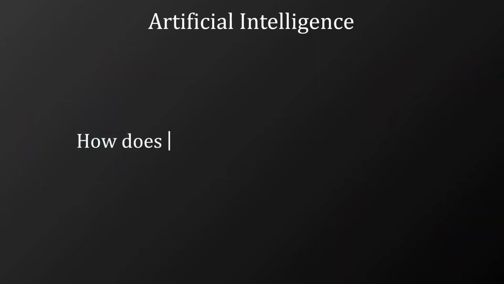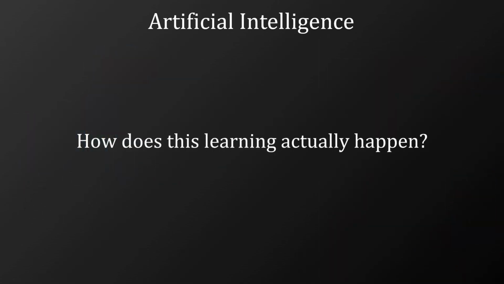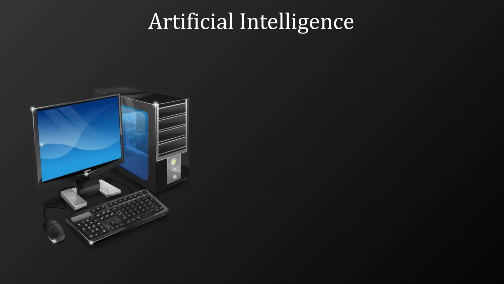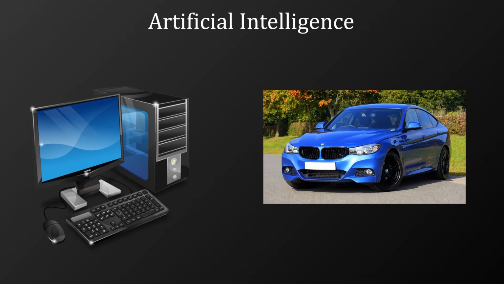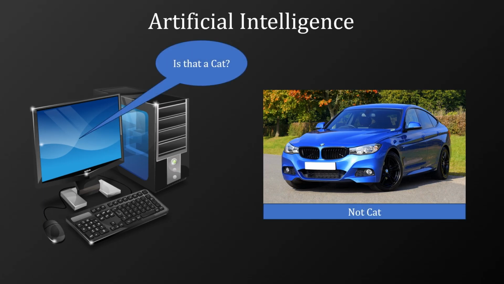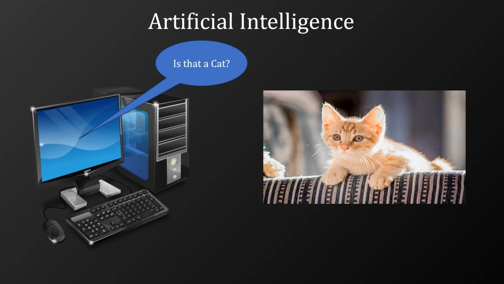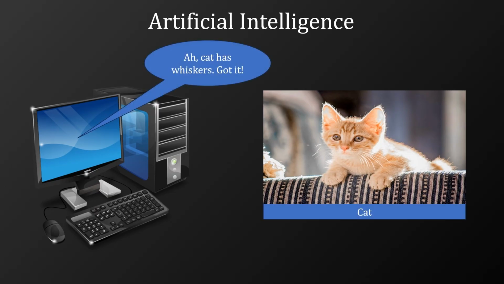But how does this learning actually happen? Here's how training works step by step. The AI takes each image in training data and makes a guess. Then it checks the label to see if it's correct. Based on the result, it adjusts its understanding. Over time, it gets better and better at recognizing patterns, until it can identify a cat with high accuracy, even if it's a new picture it has never seen before.